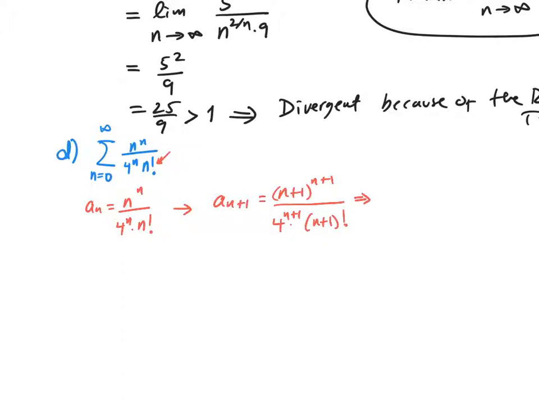You can simplify this a bit more to n plus 1 to the n times n plus 1, and on the bottom this is 4 to the n times 4, and this is n plus 1 times n factorial. This part gives you this. So far you can cancel this and this.